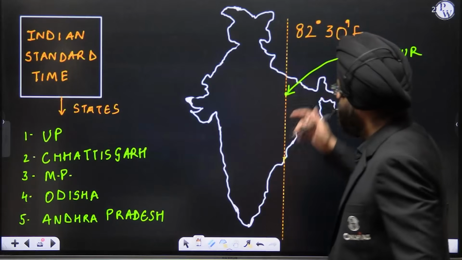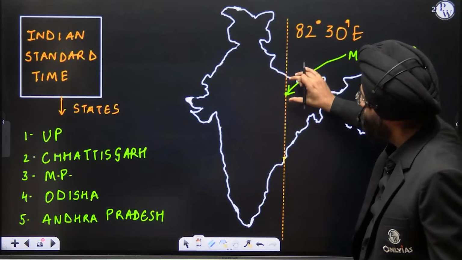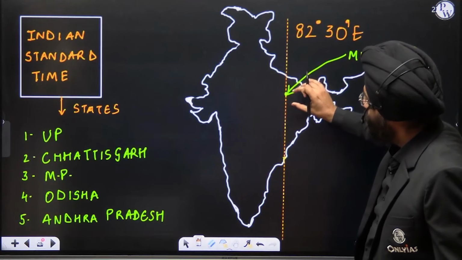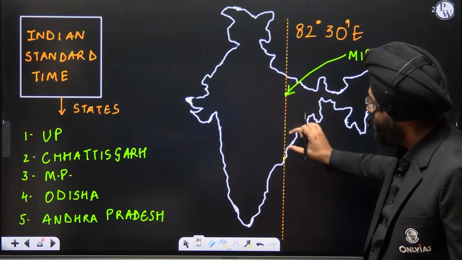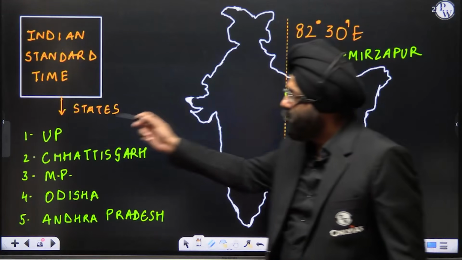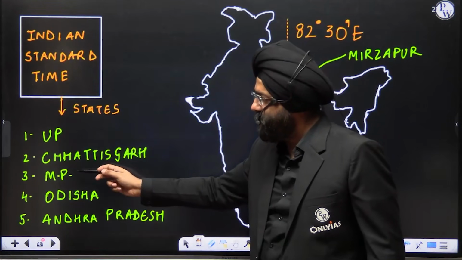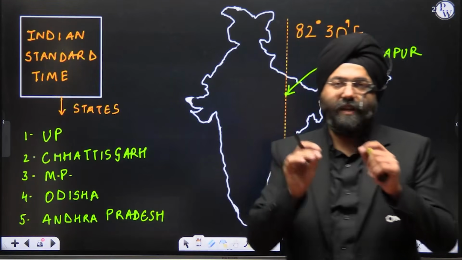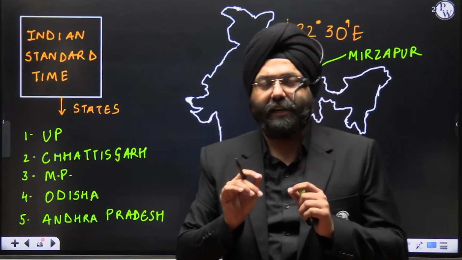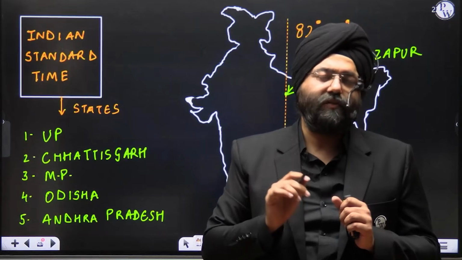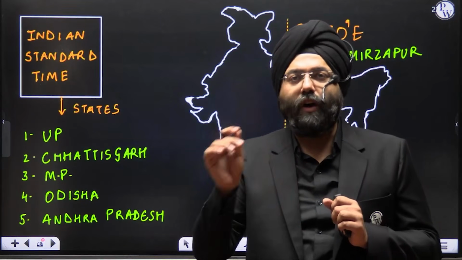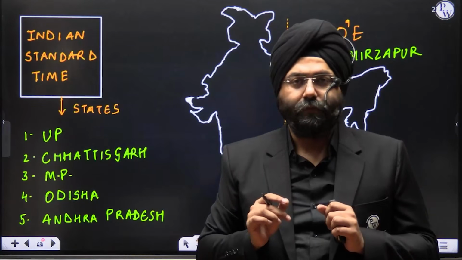First of all, it is traversing Uttar Pradesh. It is cutting Chhattisgarh. It is cutting Madhya Pradesh, Odisha, and Andhra Pradesh. Uttar Pradesh, Chhattisgarh, Madhya Pradesh, Odisha, Andhra Pradesh. Please make this clear in your minds, as many might get confused if in the civil services examination they present one more state in the form of Telangana.